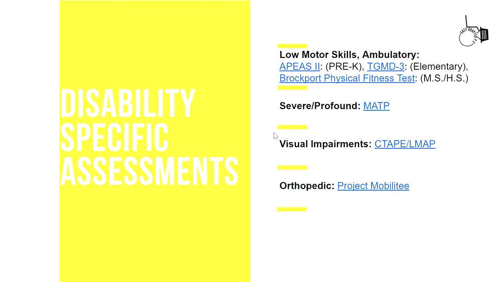For severe or profound kiddos, I'm going to be using the MATP. So those are students that have some severe CP or muscular dystrophy. For students with visual impairments, it's the CTAP or the LMAP. And then orthopedic, it's Project Mobility. And again, you can click on any of these links or copy and paste this into your browser, and you'll be able to find these assessments fairly easily.